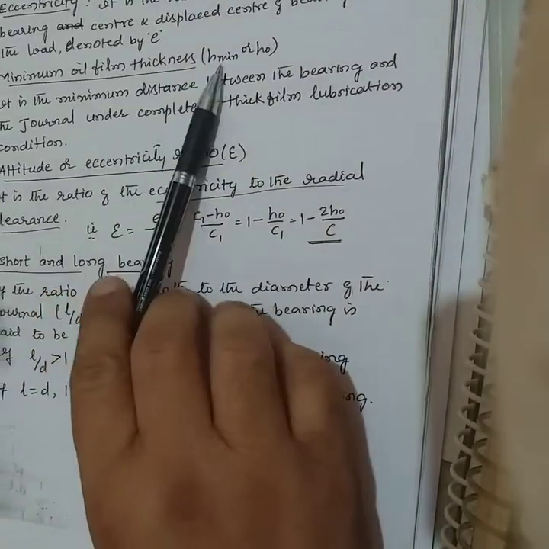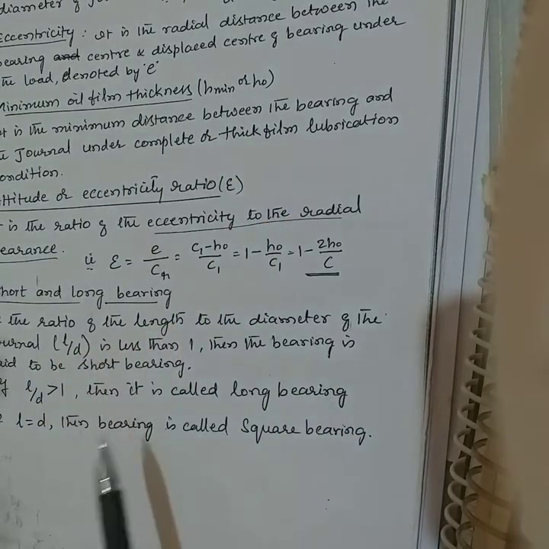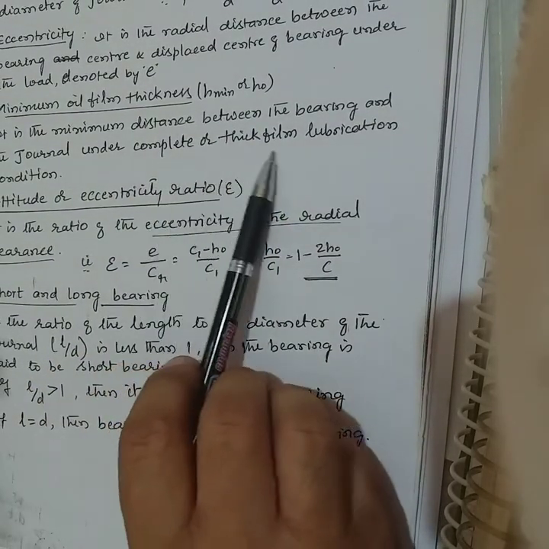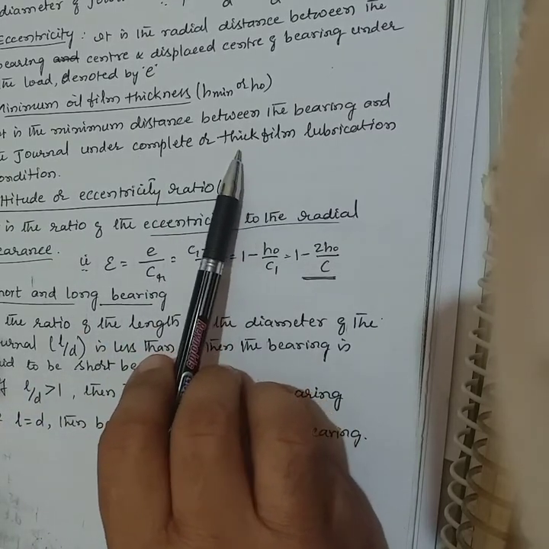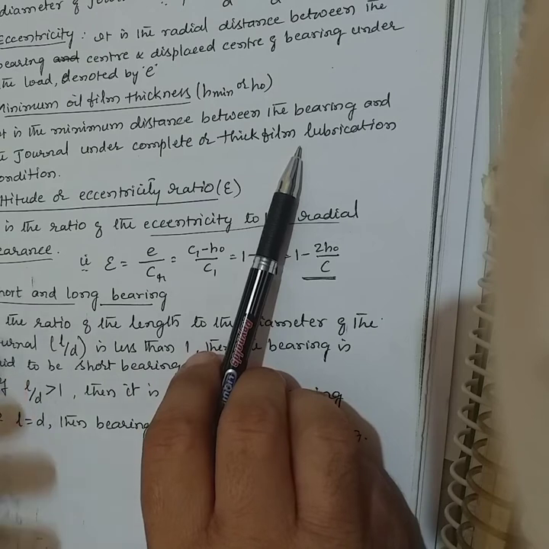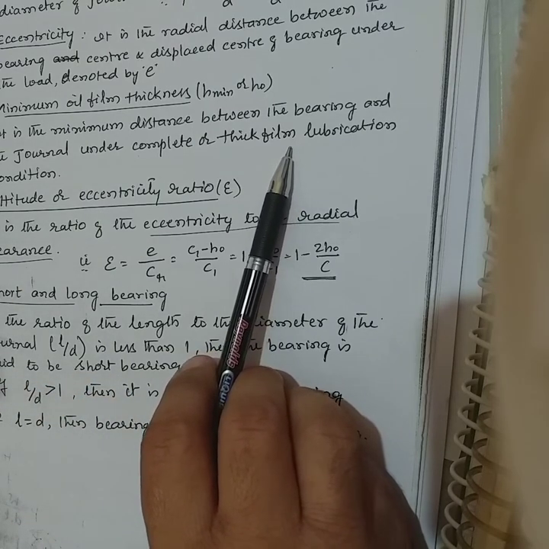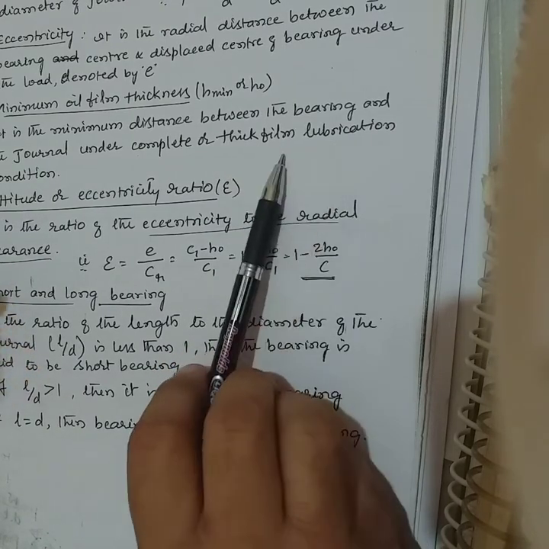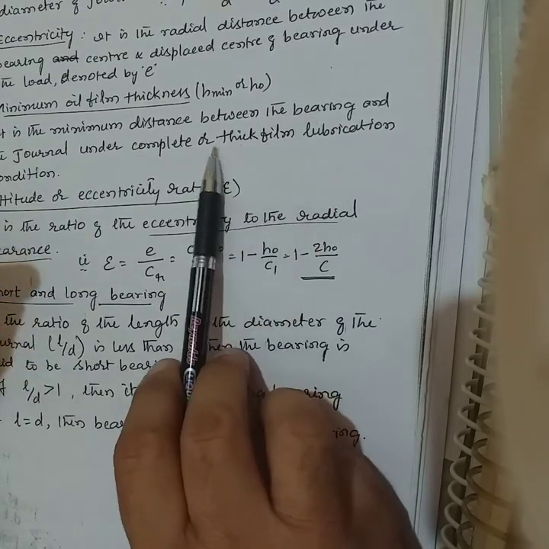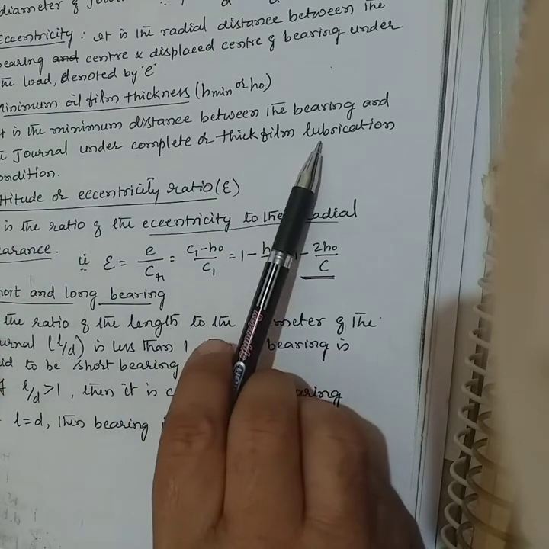Then minimum oil film thickness. As we just discussed, it is the minimum distance between the bearing and the journal under complete or thick film lubrication condition. We understood just now that thick film lubrication is a condition where there is no metal to metal contact during running. The lubrication film is so thick that there is no metal to metal contact. That condition is called thick film lubrication.